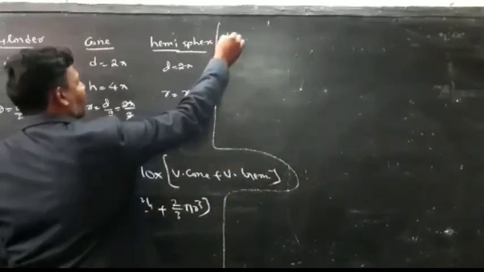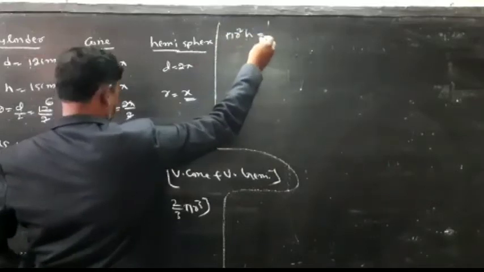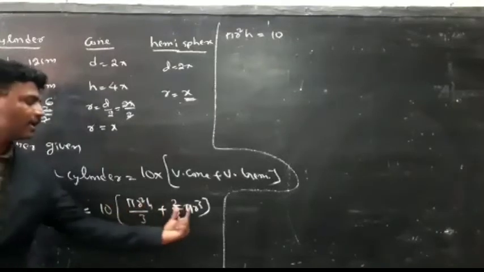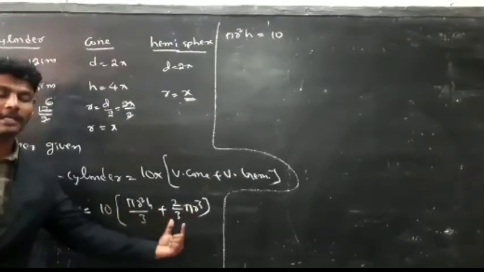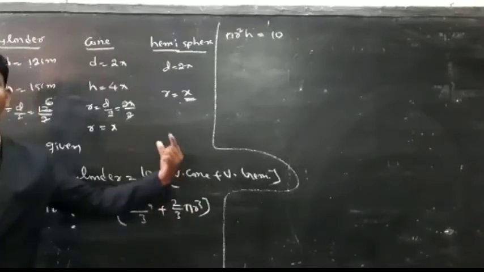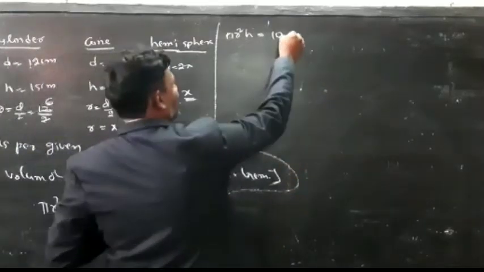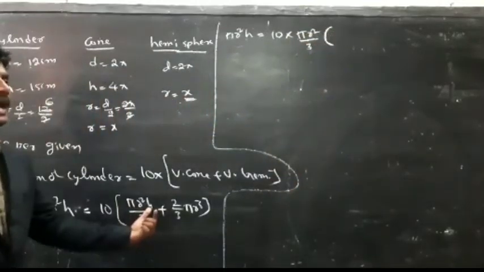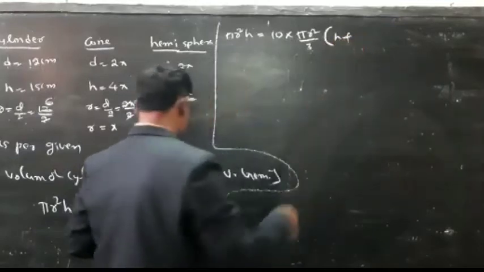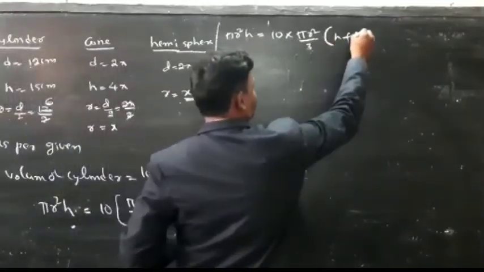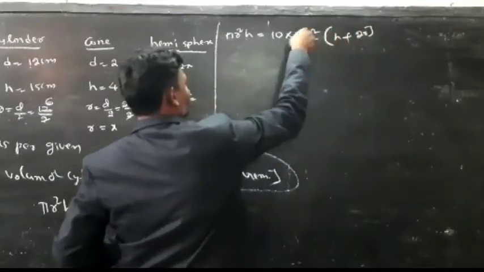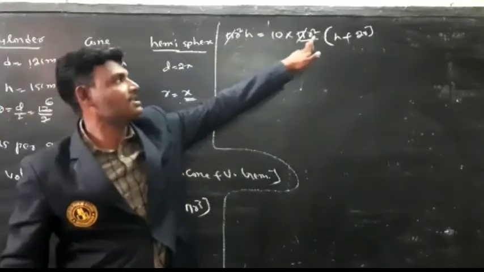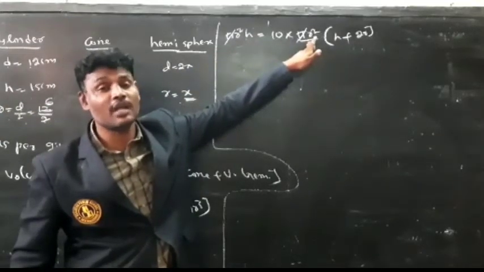Here pi r square h is equal to 10 into. From these two, pi r square is there, and here also pi r square is there, by 3 and by 3. So from these two I am taking pi r square by 3 as common, into bracket. Here what is the remaining? h, plus here the remaining is 2r. So from both sides pi and pi get cancelled. This r is the radius of the cylinder. This r is the radius of the cone and also the hemisphere.